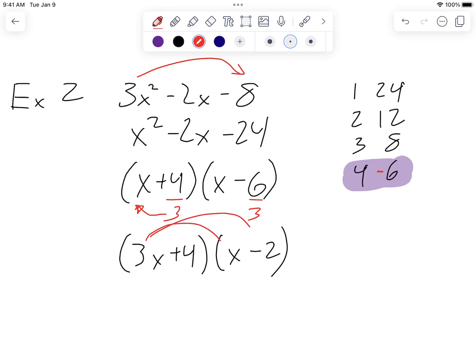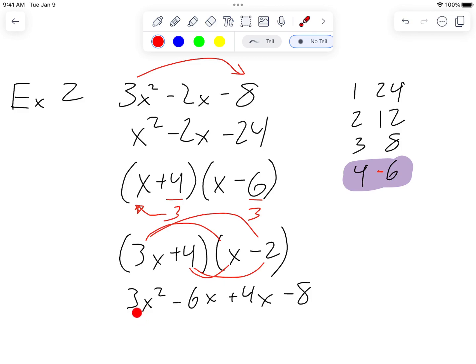So 3x will multiply in, we'll distribute. That makes 3x squared minus 6x. Then if we distribute the 4, we get plus 4x minus 8. Now let's check our terms. 3x squared, that matches. My like terms, when I combine those, negative 6 plus 4 makes the negative 2, and negative 8 is our constant, so we did that right.